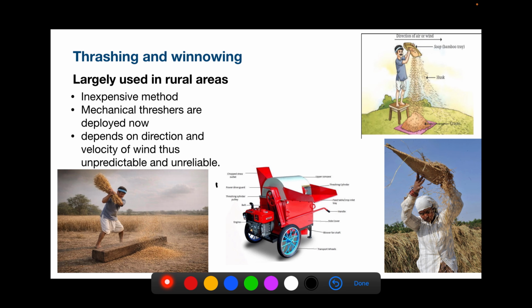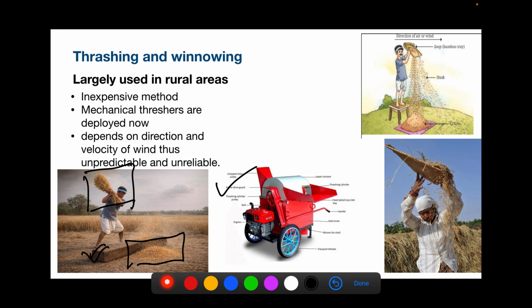Similarly, there is this particular method called thrashing. So nowadays we have this mechanical thrasher, but in earlier days what used to happen, whenever we used to grow crops like paddy or wheat, the grains used to be separated from the straw by beating the straw against a hard substance like a stone or a wood, so the grain would be separated.